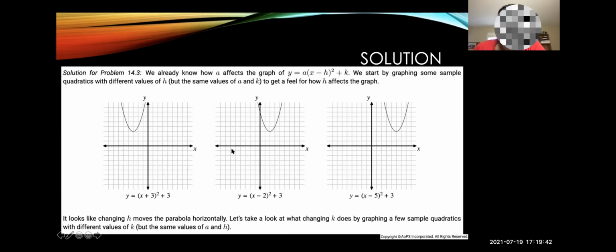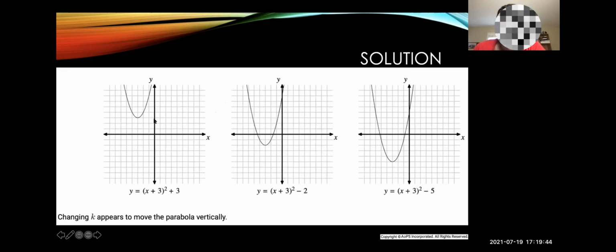And when you change this outside number here, it just increases or decreases the height of the graph. This is pretty obvious because we're just adding or subtracting a constant number. If we add 3, we move the whole thing up by 3; subtract 2, and we move the whole thing down by 2.